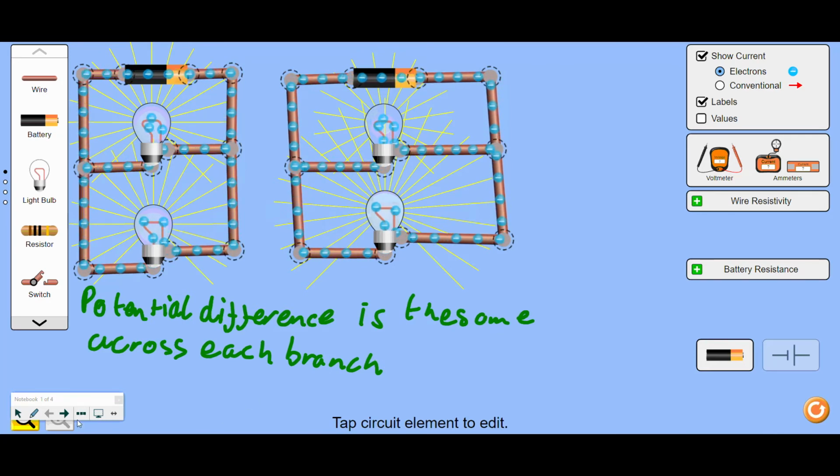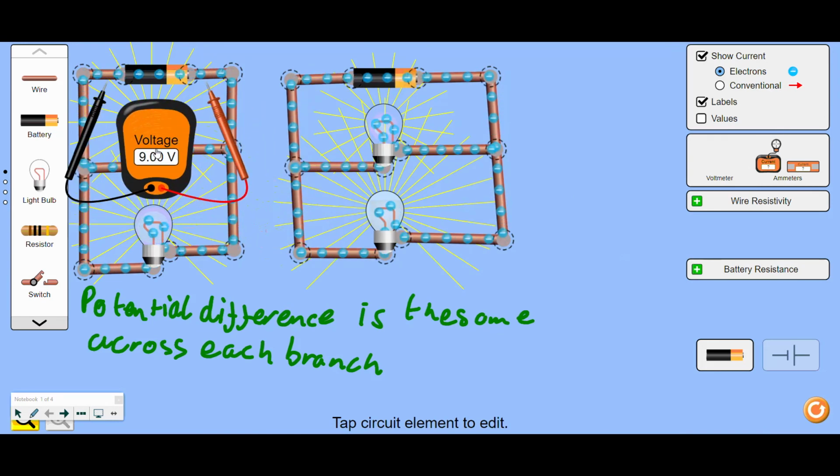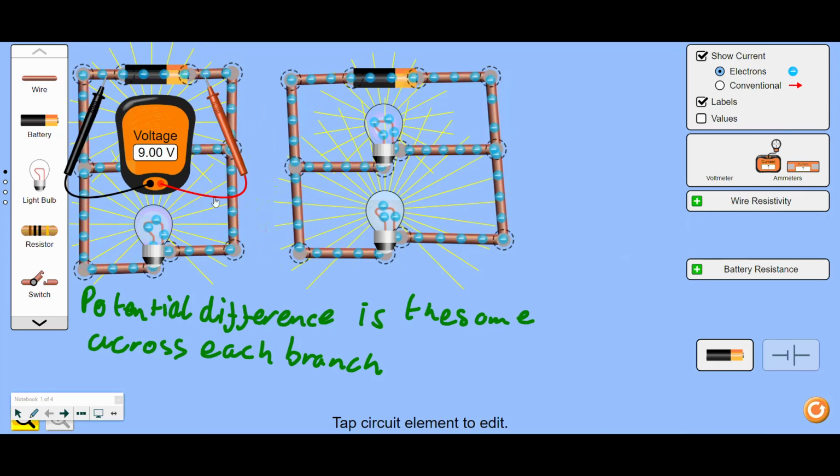So what this means is, it doesn't matter what the bulbs are in each branch and how big their resistance is or what the components are, it's always going to be the same potential difference in each place. So let's start with this first circuit. If we have a look at the potential difference at the top, on the first battery, we find that it has a potential difference of 9 volts.